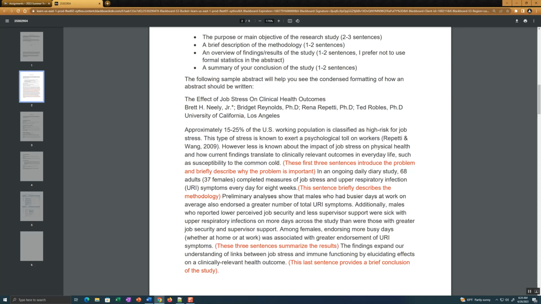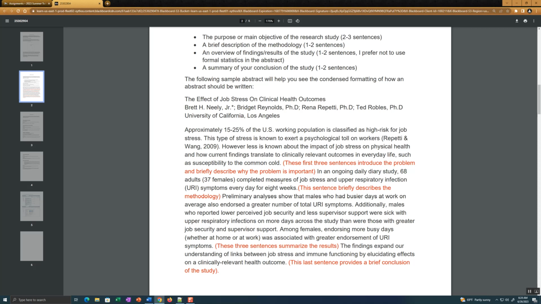Now the method part. In an ongoing daily diary study, 68 adults, 37 female, completed measures of job stress and upper respiratory infection symptoms every day for 8 weeks. So this is the methodology. They did a diary. They kept measures of job stress and their symptoms. So they were given some kind of survey measures of job stress, and then they kept their symptoms, their physical symptoms, and symptoms of the upper respiratory infection, which is the common cold, every day for 8 weeks. That's the method. Now let's focus on the results here.